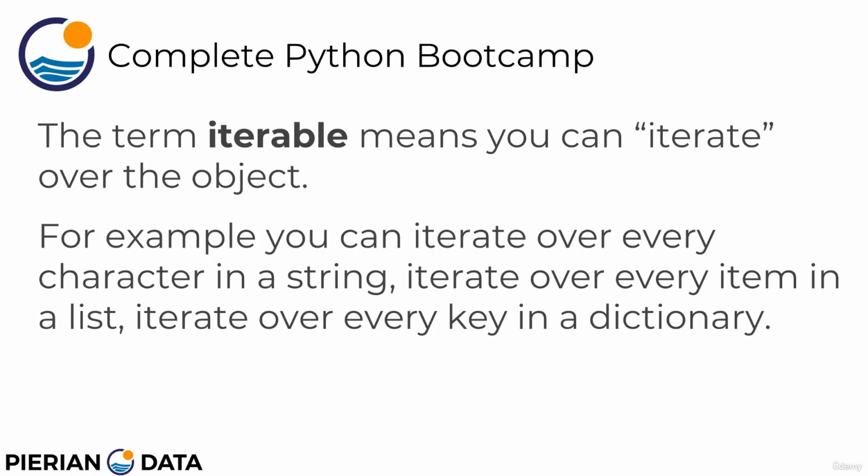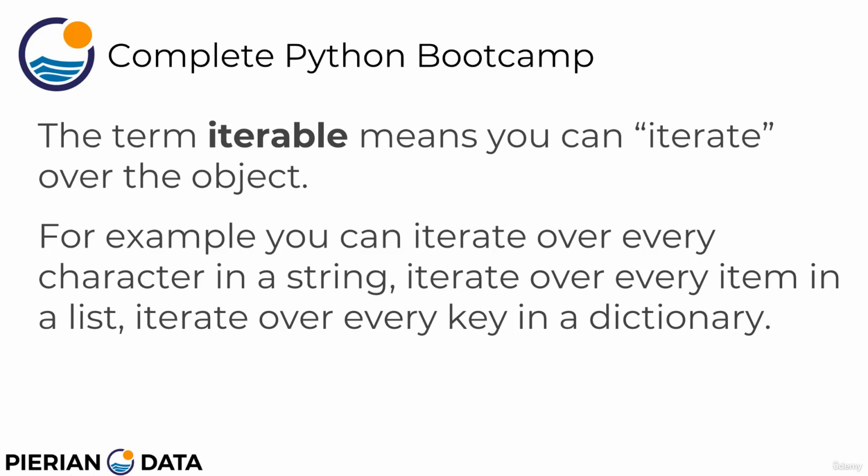So I want to focus a little bit on this term iterable because you hear it a lot, especially in Python documentation, and it's kind of a strange term if you've never heard it before. All this term means is that you can iterate over the object, and that means you can perform an action for every thing in that object. So for example, for every character in a string, you can iterate through that string and then do something for every character. Often maybe you want to print out every single character in that string. That means the string is an iterable object. You can work through it.